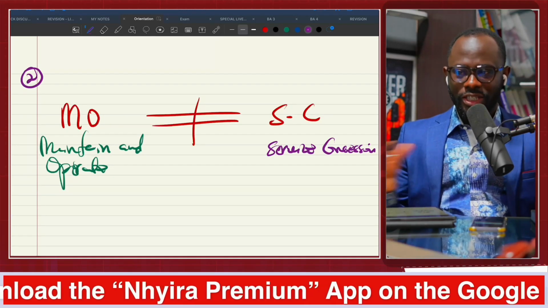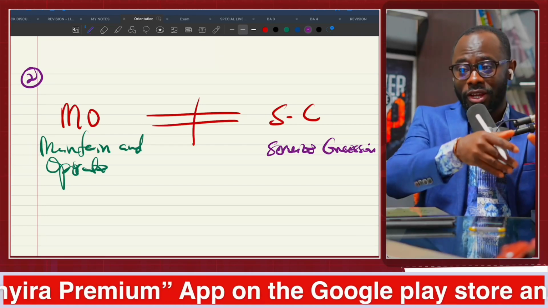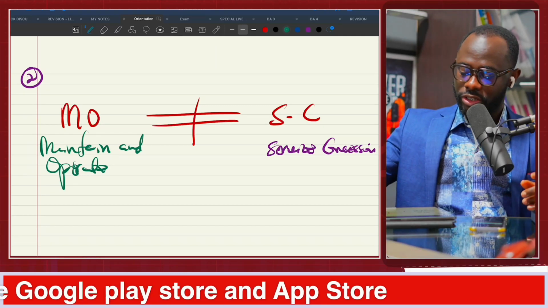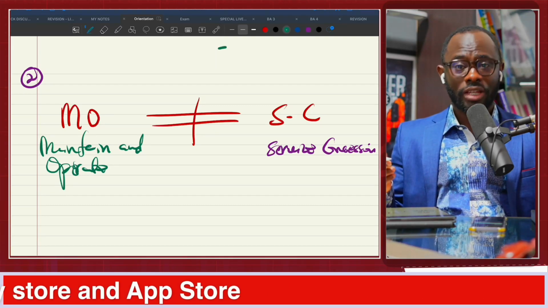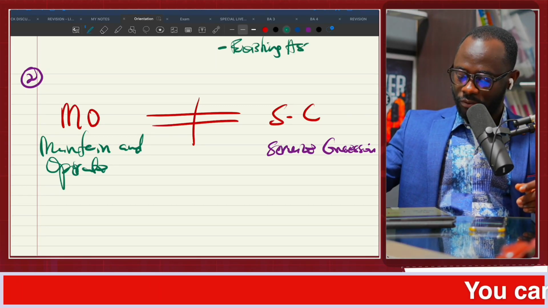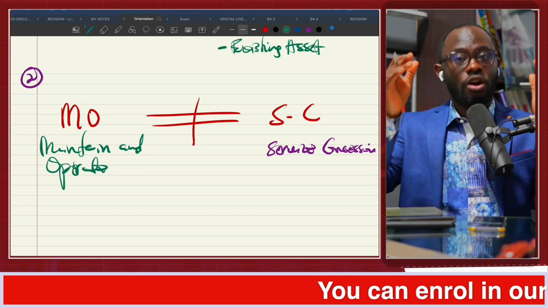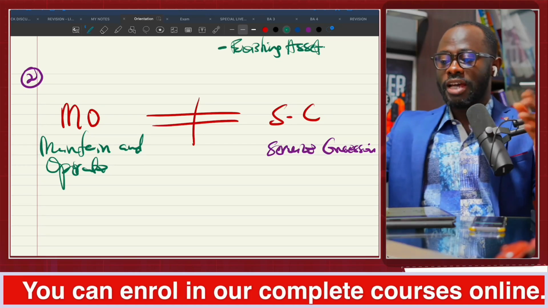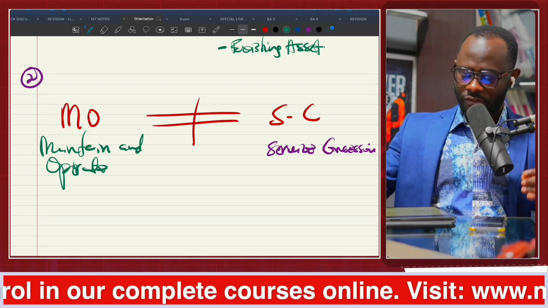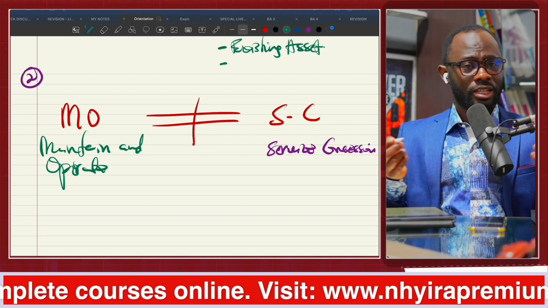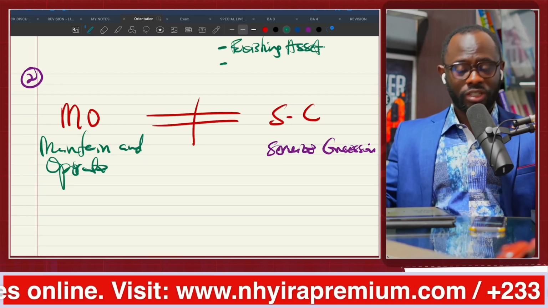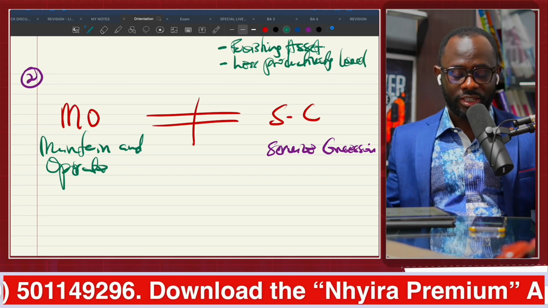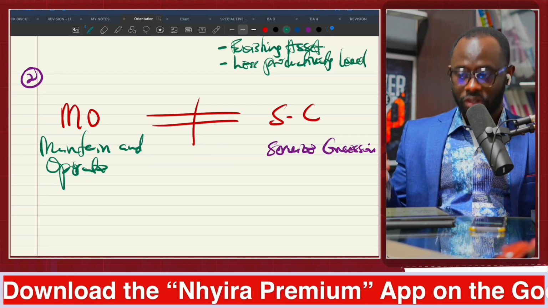What are the similarities between the two? Maintain and operate and then service concession. In either of these, number one, we are dealing with an existing asset. So there is already an asset, there is already an operation, there is already something that is there. However, that asset is operating at a low productivity level. So there is less productivity for the entity or the operation or the project in question.